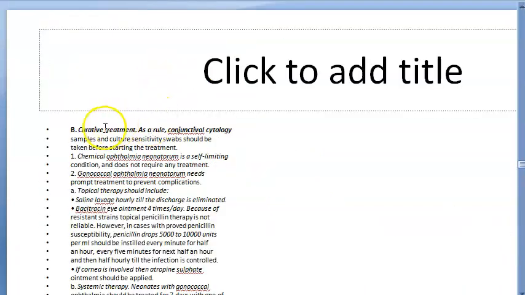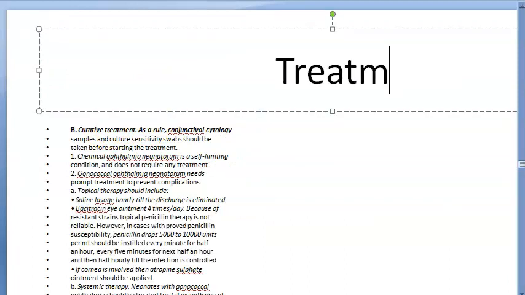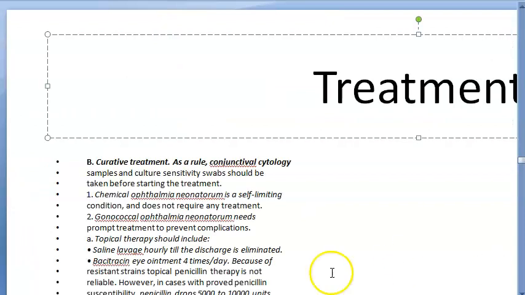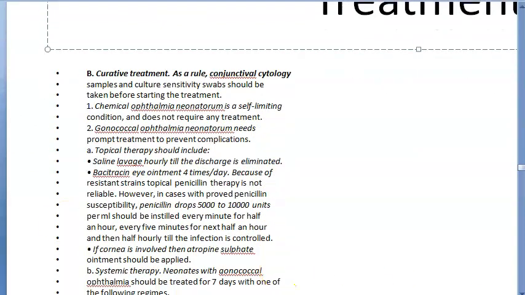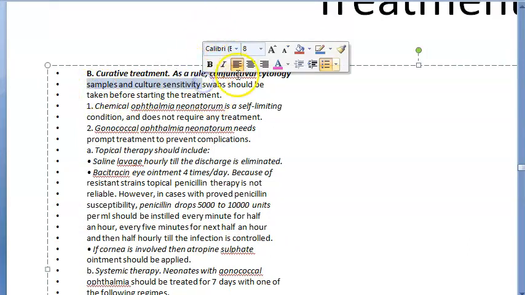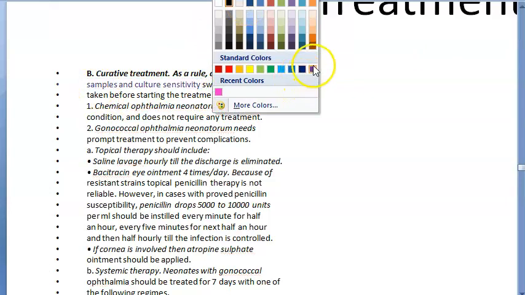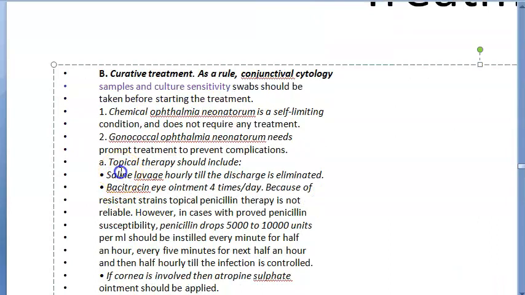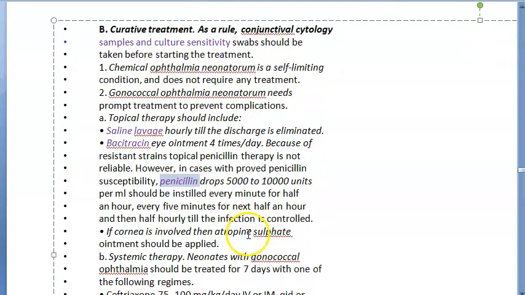Very good. Then moving on. Some more treatment here. Curative treatment. That was all prophylaxis. Now let us look at curative treatment. Okay. What will you do as a cure, guys? First of all, you should take a sample and do a culture to know which organism it is. Okay. Then some saline lavage they are doing till the discharge is eliminated. Bacitracin ointment, penicillin they are giving. Why are they doing this? For gonococcal. Okay, that is important, right?